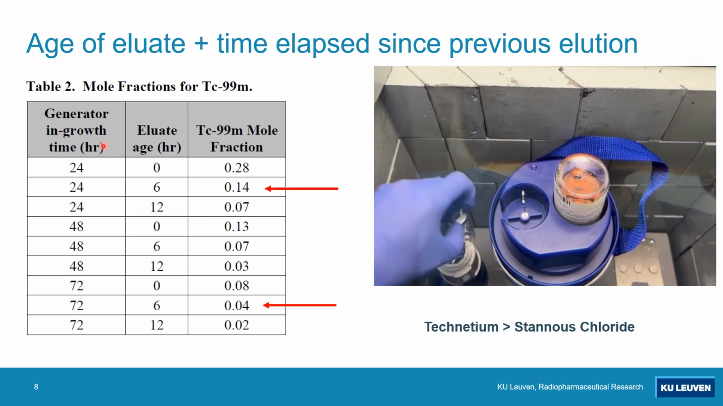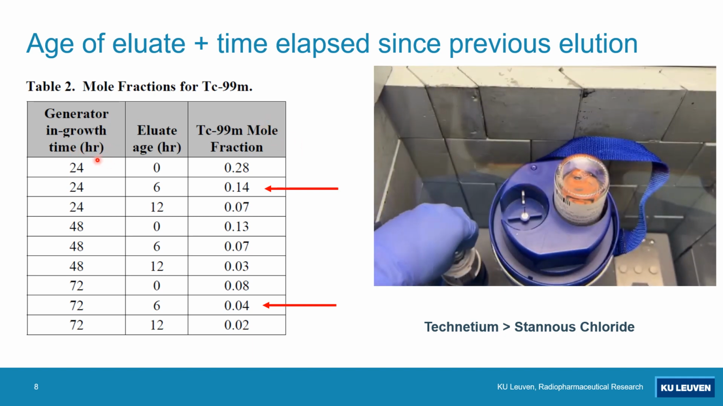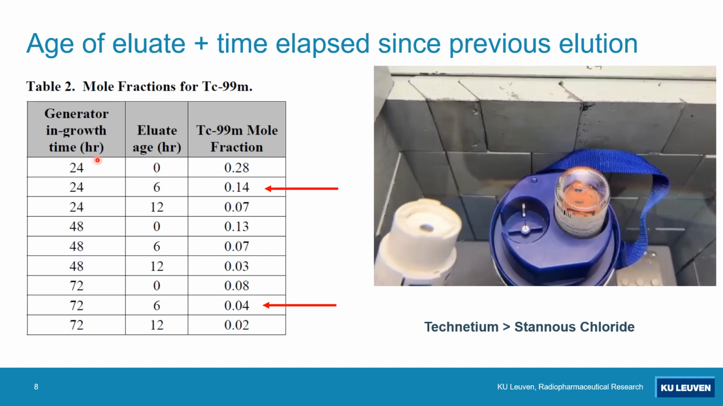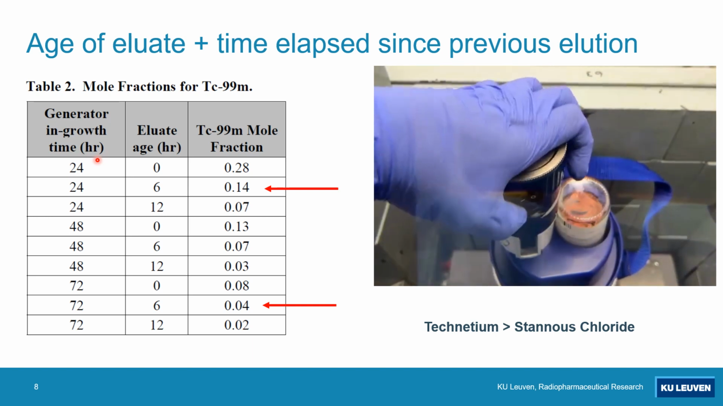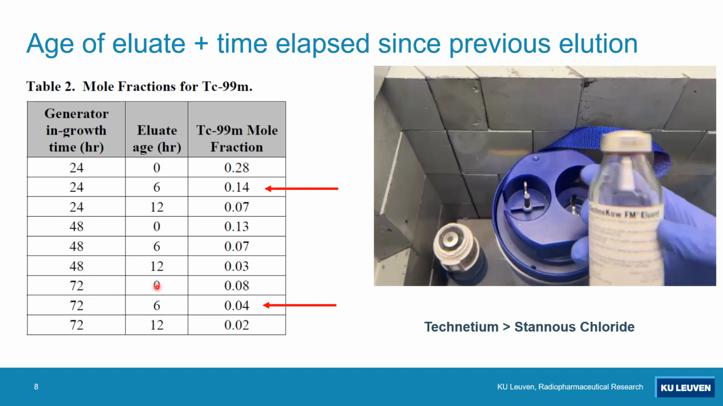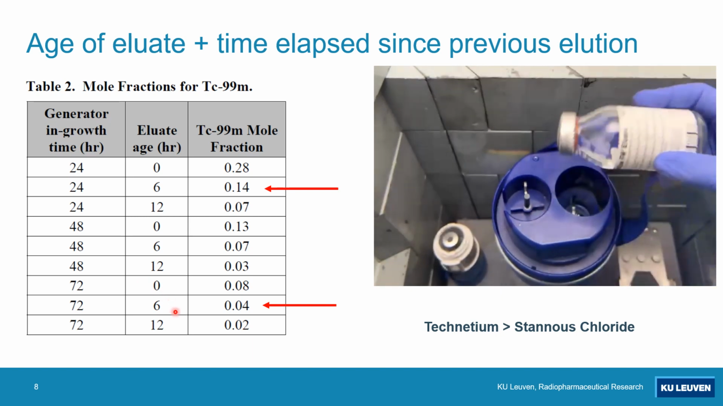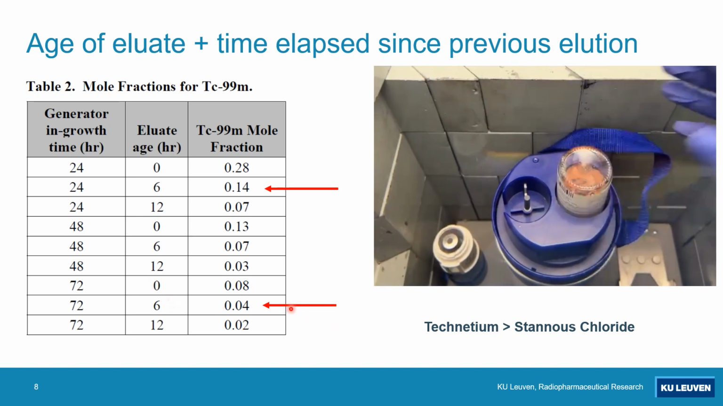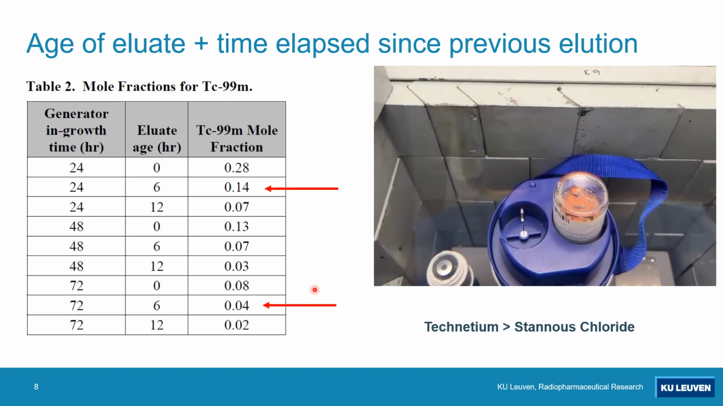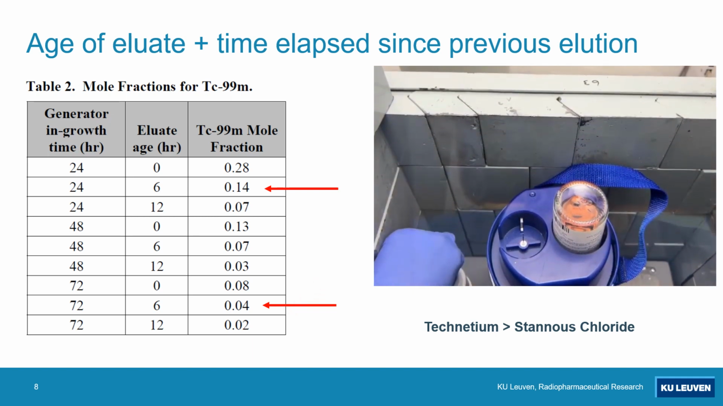The worst case scenario would be a generator that hasn't been eluted after the weekend, and it has stood for 72 hours, and you elute it, and then you let your eluate also stand for 6 hours, and then you have really very little technetium-99m to speak of. Same problems occur in generators that are older with time.